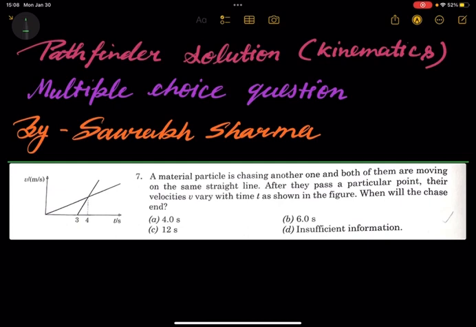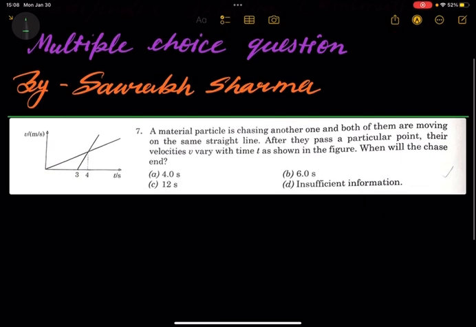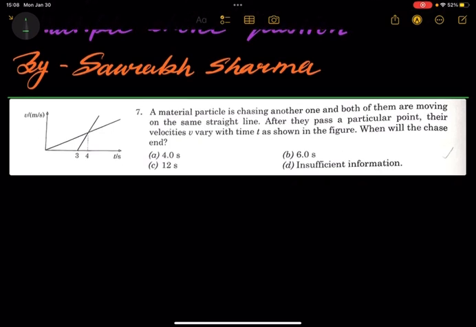I am coming with the new question number 7 of Pathfinder. So let's read the question. A material particle is chasing another one and both of them are moving on the same straight line. After they pass a particular point, their velocity v varies with time t as shown in the figure. When will the chase end?